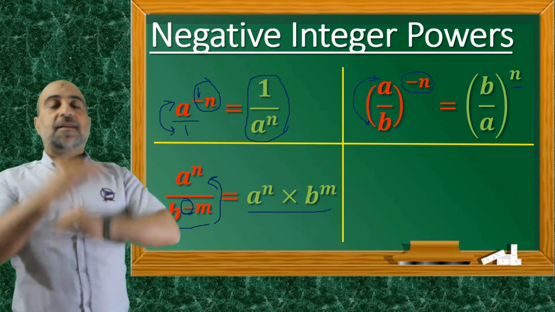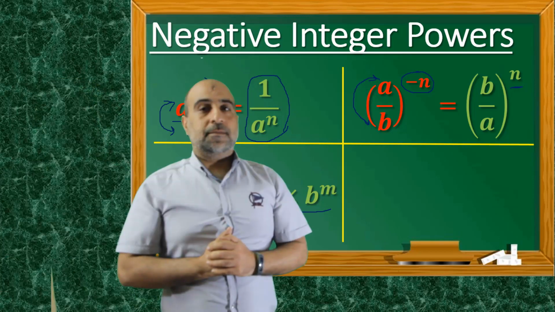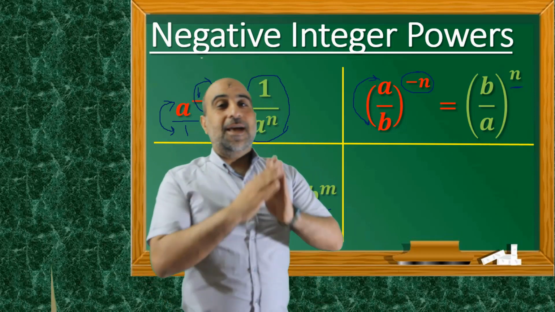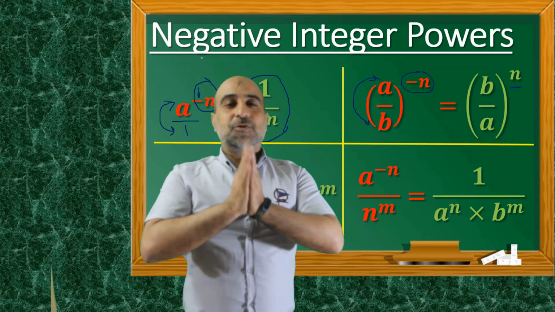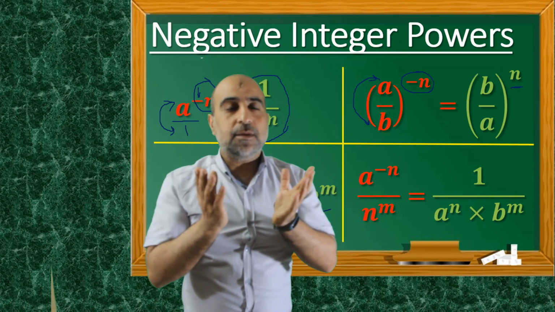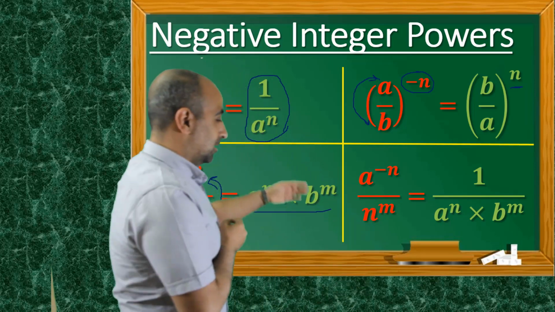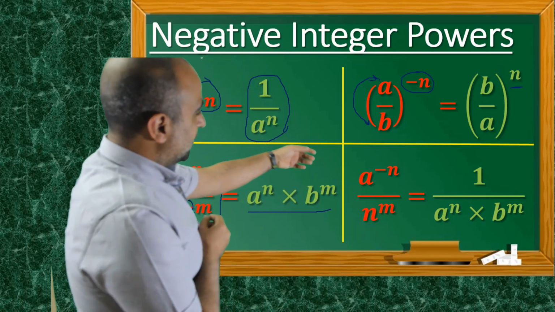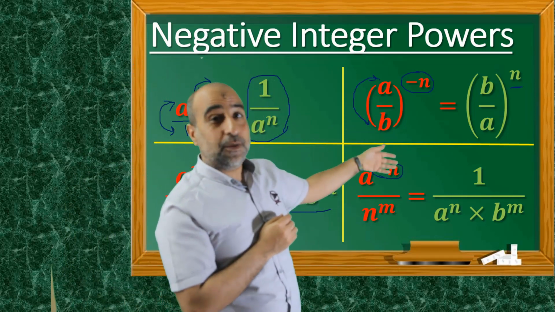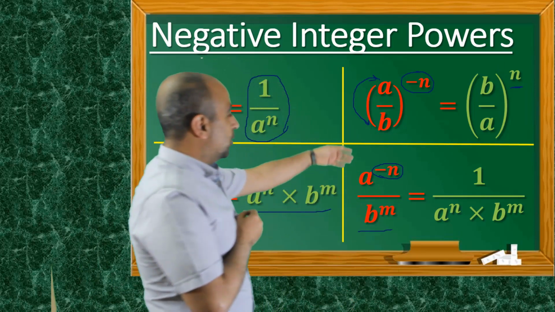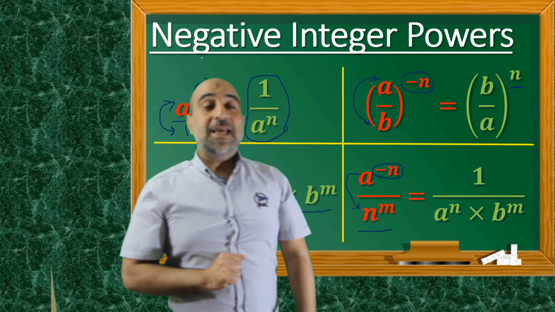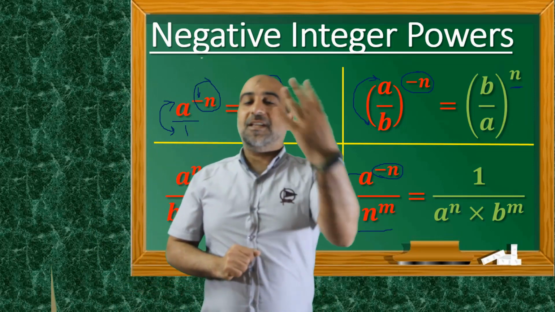And vice versa, the fourth form: the numerator has a negative power and the denominator has a positive power. Then the change will be in the numerator, which moves to the denominator, and the numerator will be 1. For a to the power of negative n over b to the power of m, the negative power in the numerator goes to the denominator. There will be 1 over a to the power of n multiplied by b to the power of m. And those are the forms of the negative power.